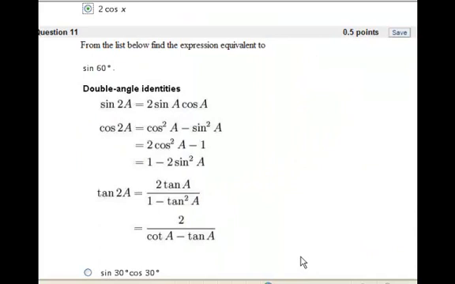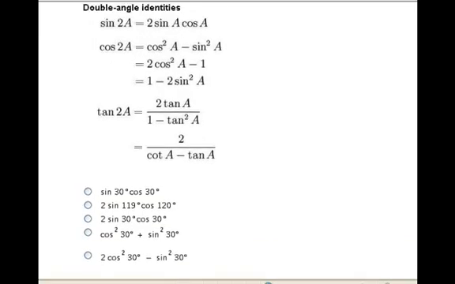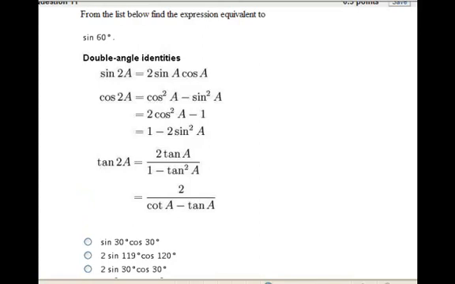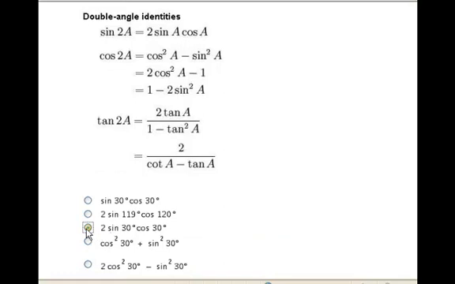Okay, so problem 11 says, from the list below, find the expression equivalent to sine 60 degrees, and then it gives a few choices here. And then, of course, there's the double angle identities in here for this particular problem, so that must have to do with it. The only thing that would be applicable to the sine 60 degrees is sine 2a, which would make the a 30 degrees. So sine 2 times 30 degrees, and then that would turn into 2 times sine 30 degrees cosine 30 degrees, and there is the correct answer.